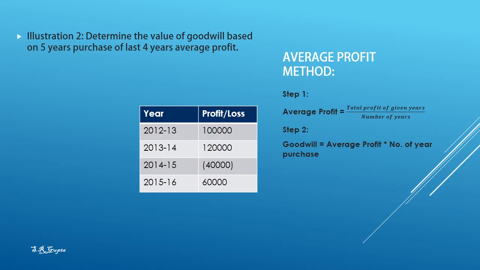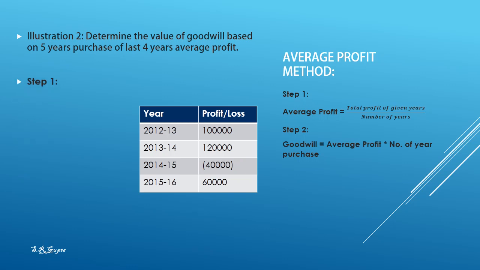Now in illustration 2, we have to determine the value of goodwill based on 5 years purchase of last 4 years average profit. So in the table we can see that in 2012 to 13 there is a profit of 1 lakh rupees, 2013 to 14 there is a profit of 1 lakh 20,000, and in 2014 to 15 there is a loss of 40,000, and in 2015 to 16 there is a profit of 60,000. So let's find the goodwill for this situation.